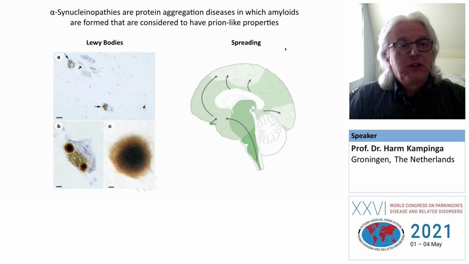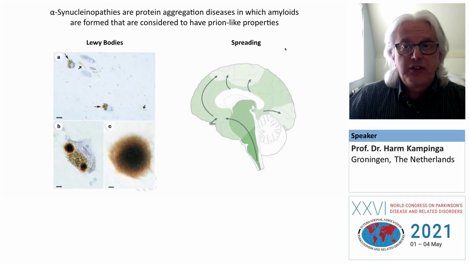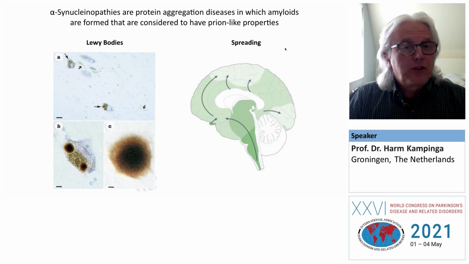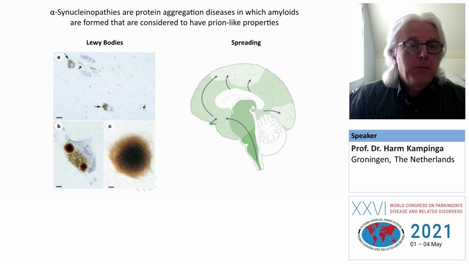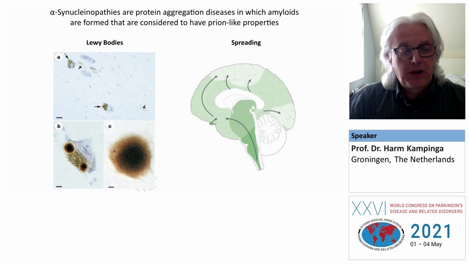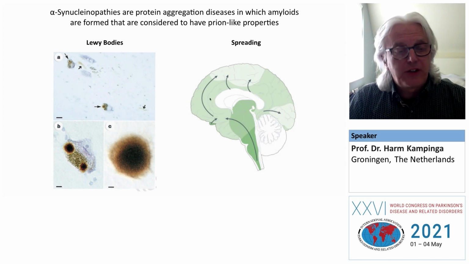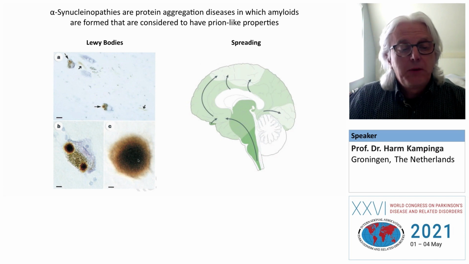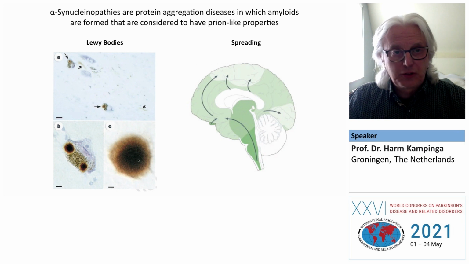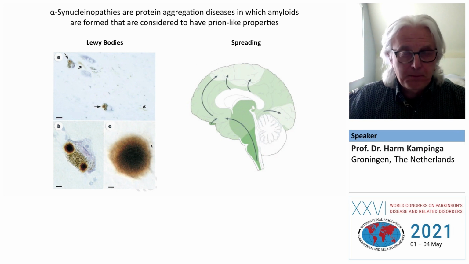Now, alpha-synucleopathies are protein aggregation diseases, in my view, in which amyloids are formed that are considered to have prion-like properties. So in post-mortem brain, as we all probably know, we have these Lewy bodies consisting of alpha-synuclein that reside in the brain cells. And there is this specific pattern of spreading throughout the brain of the disease with the related symptoms that seems to coincide with the movement of these aggregates from cells to cells in a spreading-like manner.